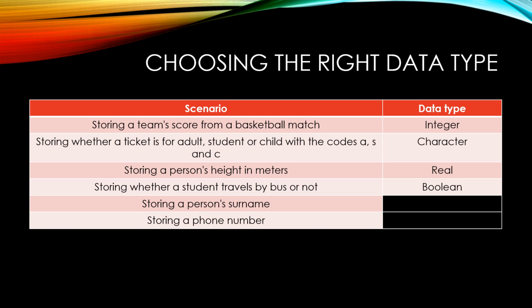A person's surname is going to be a string, and a phone number might have caught a few people out. You might have gone for an integer, but as it's never going to be used as a number and can often contain spaces, brackets or a plus sign, it's much better to use this as a string data type.